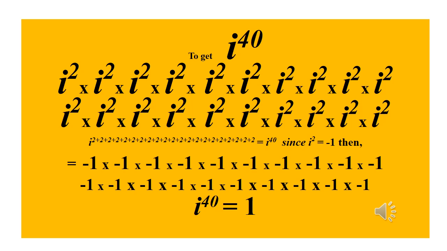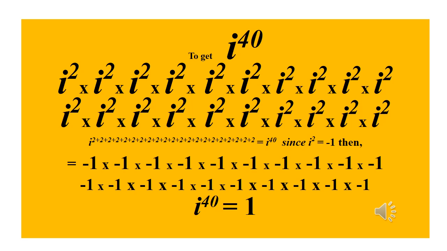The first question here is on imaginary number, and we are to simplify i raised to power 40. To simplify this, we need to first break down the i raised to power 40 to i raised to power 2. That is, how many i raised to power 2 can we multiply together using the law of exponent that will give us i raised to power 40.